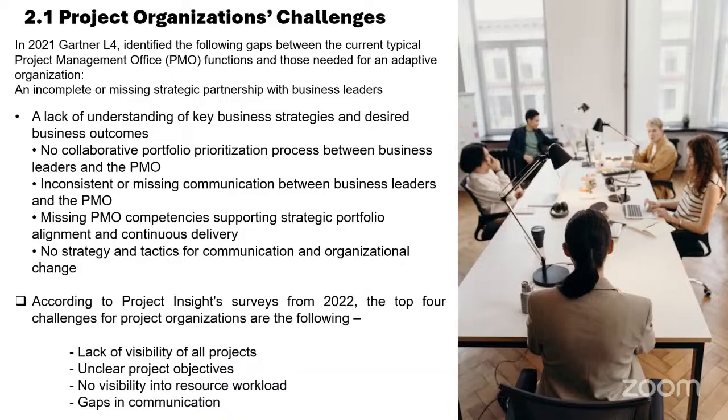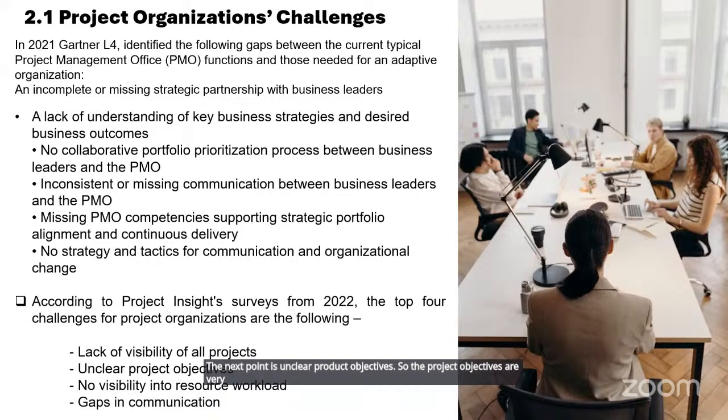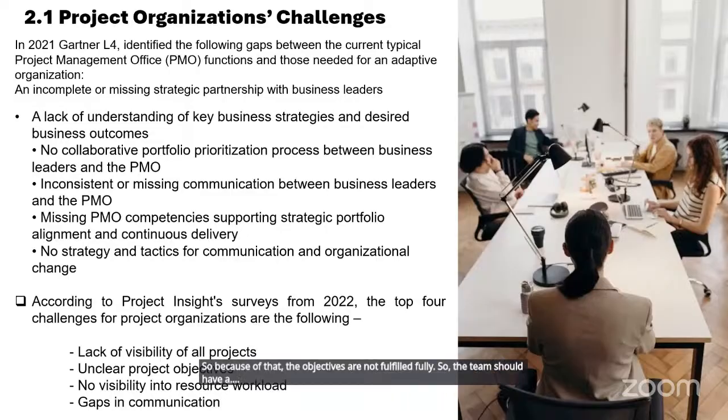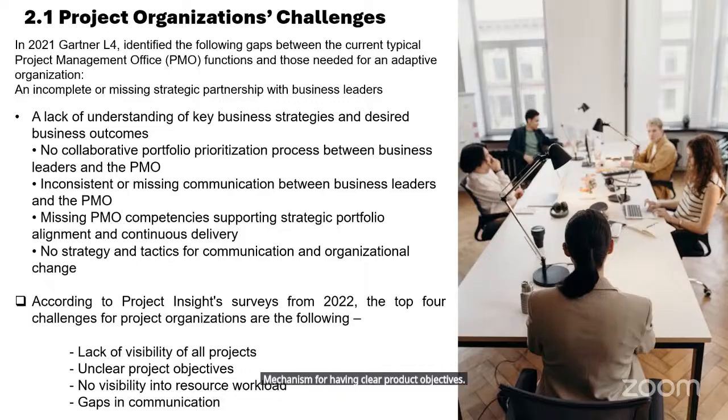The next point is unclear project objectives. So the project objectives are very unclear. So the team does not know whether they should be doing this activity or some other activity. Because of that, the objectives are not fulfilled fully. So the team should have a mechanism for having clear project objectives, so everybody knows what exactly they are contributing to.